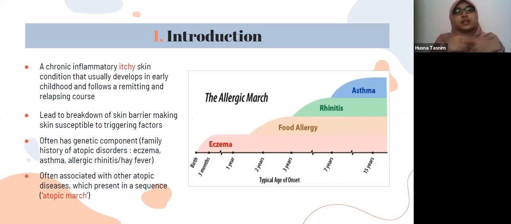We have a term called the atopic march or the allergic march. What is that? Eczema is known to be one of the earliest allergic conditions that occur in infants and young children, before later in their life they develop other atopic disorders such as food allergy, rhinitis, and asthma. Why does this happen? Some literature mentions it is because they have similar risk factors, but this is not a simple progression, and it is strongly influenced by genetic components and environmental factors.